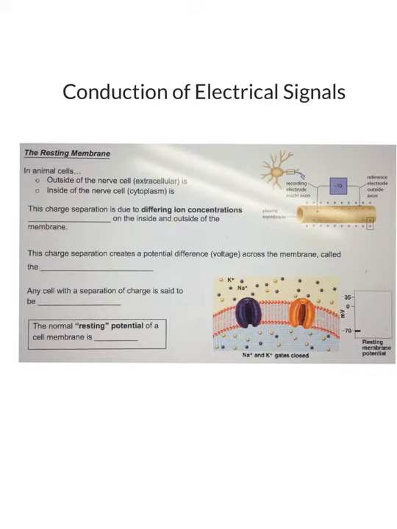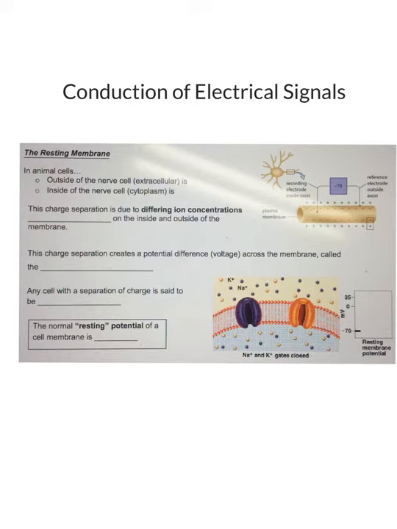So now we're going to discuss how the electrical signals actually get conducted. How do they get from one end of the neuron to the next neuron? First we need to discuss the resting membrane. At rest, when the neurons are just hanging out, what's going on with them?